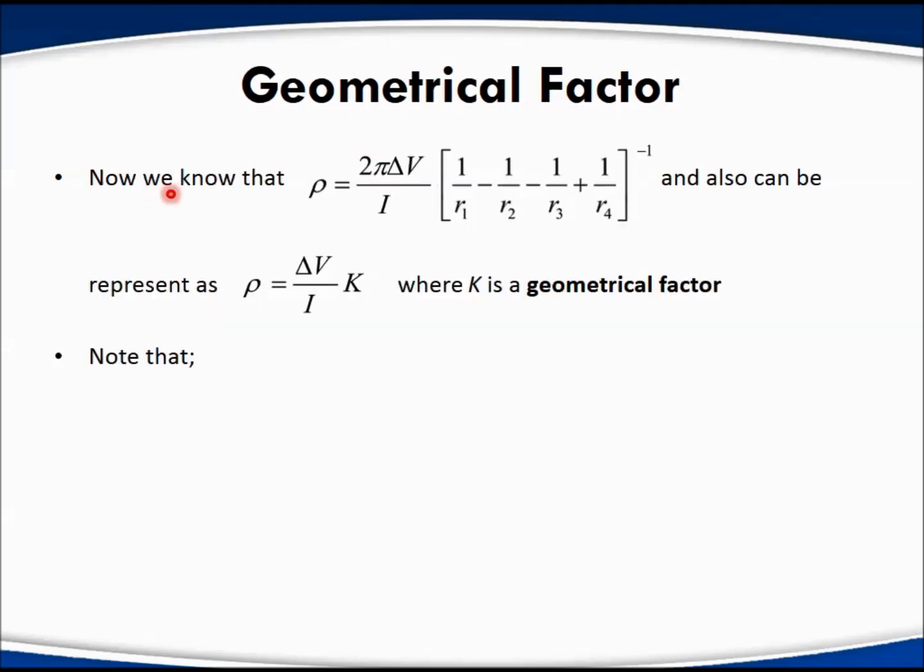So from the equation, we can simplify and make 2 pi and all the radius function or fraction as k here. So all these 2 pi and the radius will become k, and k is a geometrical factor that depends on the distance of the 4 electrode spacings.